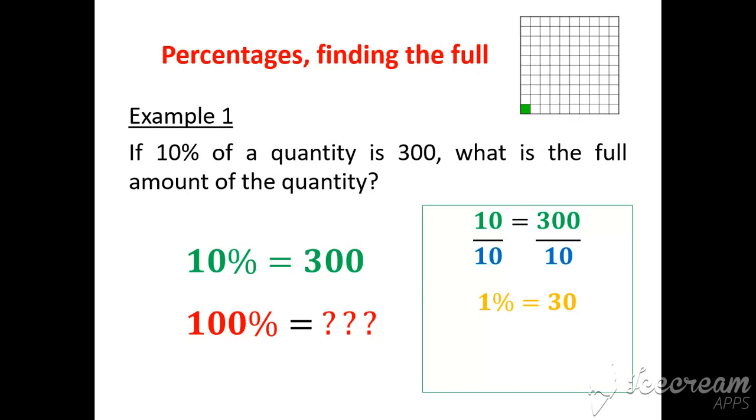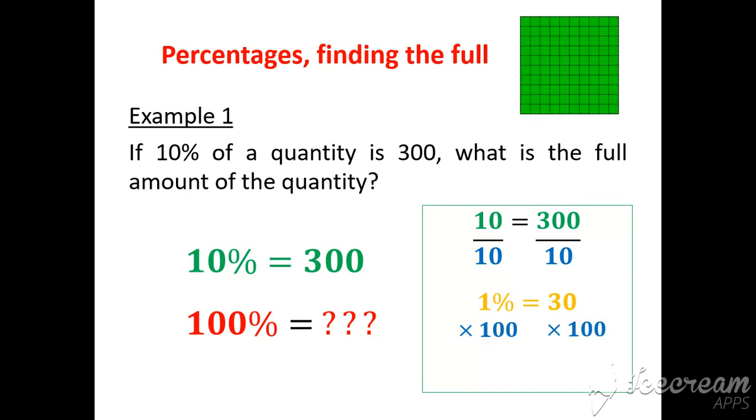So if we go back to our square now, we've figured out what the value of one little square is. 1%, one square, is 30. Now we want to find out the full amount, which is 100%. So all we need to do now is multiply by 100 to get the whole square. 1 times 100 gives us 100%, and 30 times 100 gives us 3,000. So the full square was equal to 3,000.